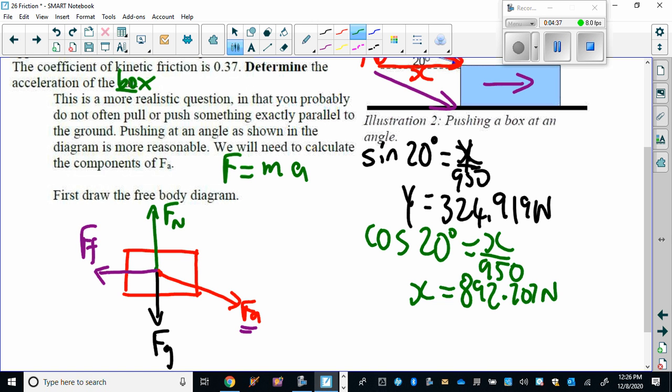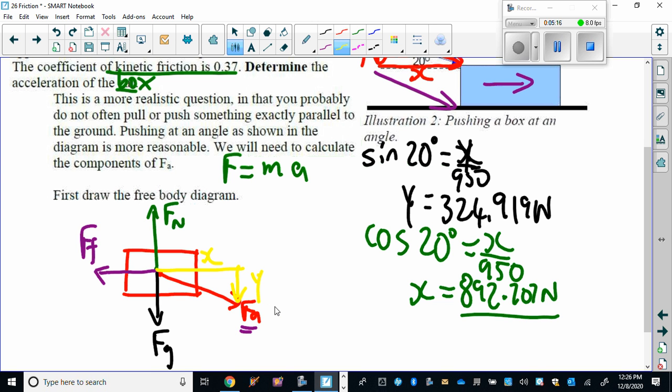Well, we can't do that because that's the force that I'm applying, but that doesn't take into account that I've got to overcome the force of kinetic friction right here. And so all of that 892 newtons of force is not necessarily being used to accelerate the object. Some of it must be used to overcome the kinetic friction. So that's where this problem becomes a lot more complicated. But now at least I've separated this into an x and a y, and that's going to help me in solving the problem.